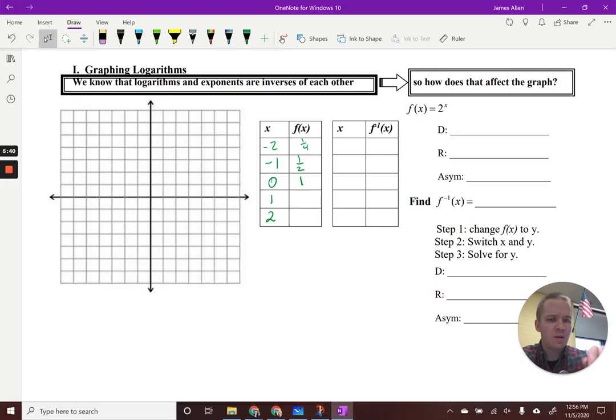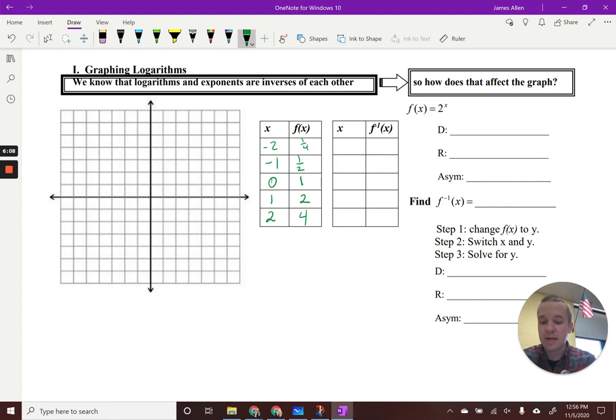Which is why in the parent function of our exponential functions, we always start by crossing at 1. It's because anything to the 0 power is 1. Once we start shifting up and down, left and right, that'll change things. But in our parent function, it's going to be 1. 2 to the first is 2, and then 2 to the second is 4. And you have had experience in graphing these back in Algebra 2 Honors. We're going to do a little more with it here in PCH, Pre-Calc Honors.